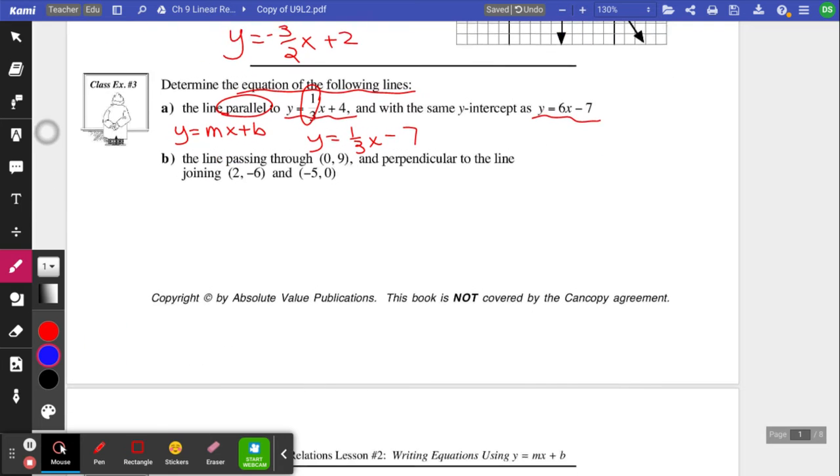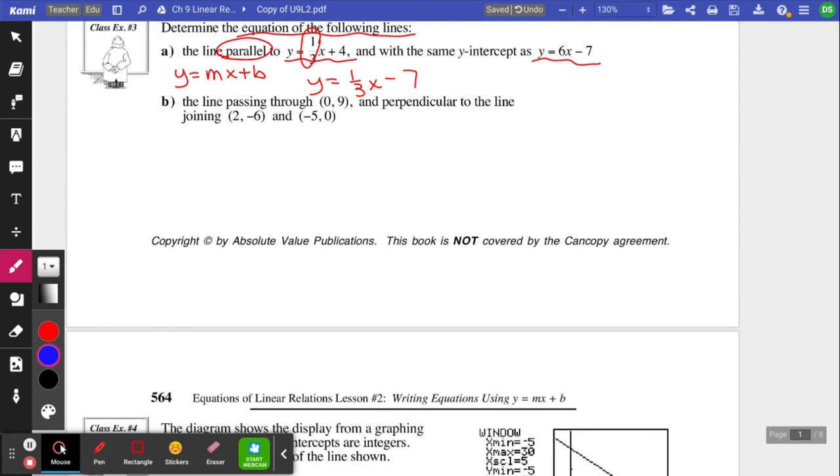Next question, part B. We're going to make the equation of a line, and it's going to go through the point (0, 9). Yep, that is the y-intercept. That's my y-intercept right there, so I'll put a 9 there. Kind of going backwards. And then I need to find the slope.